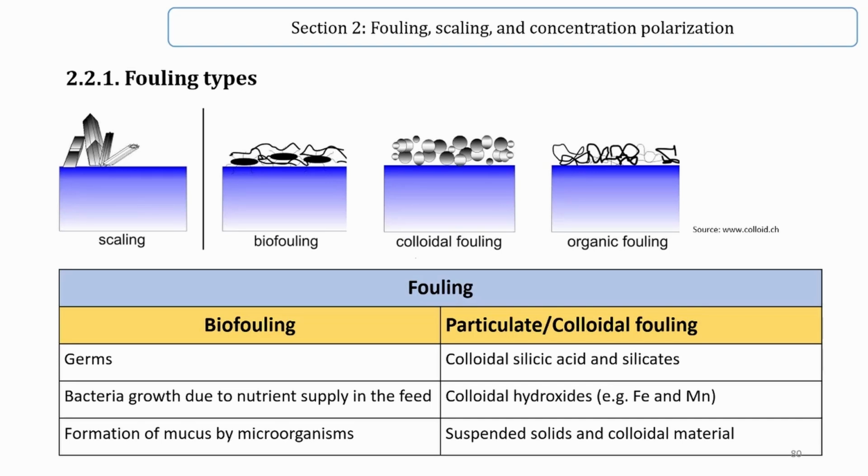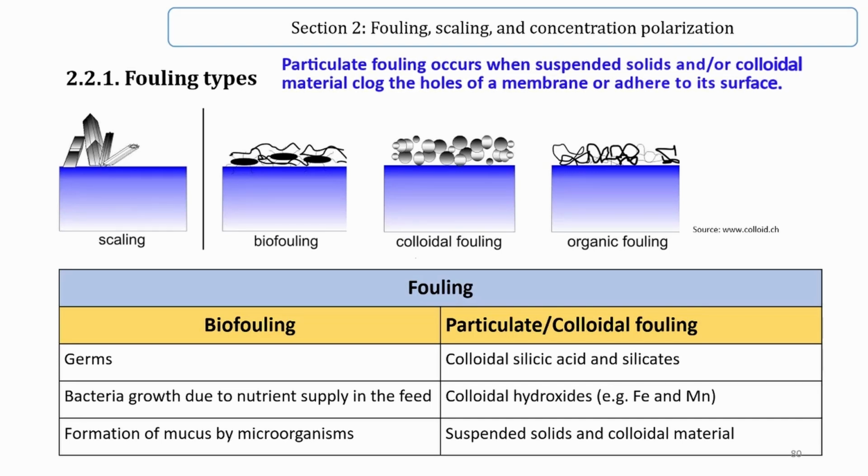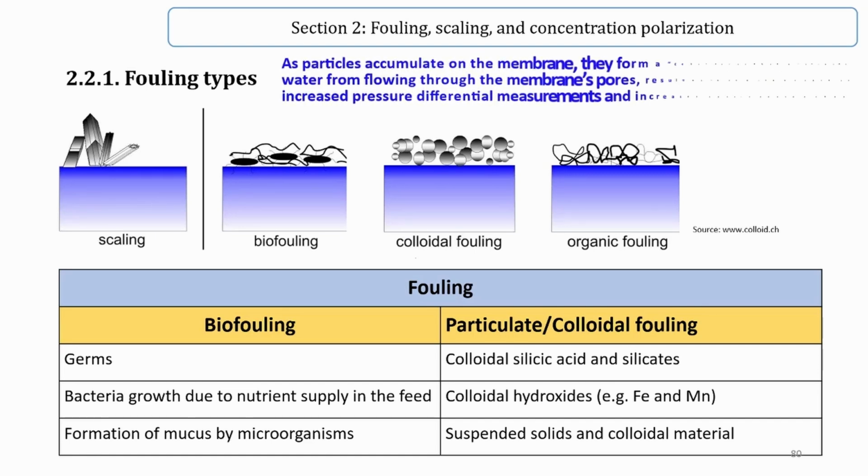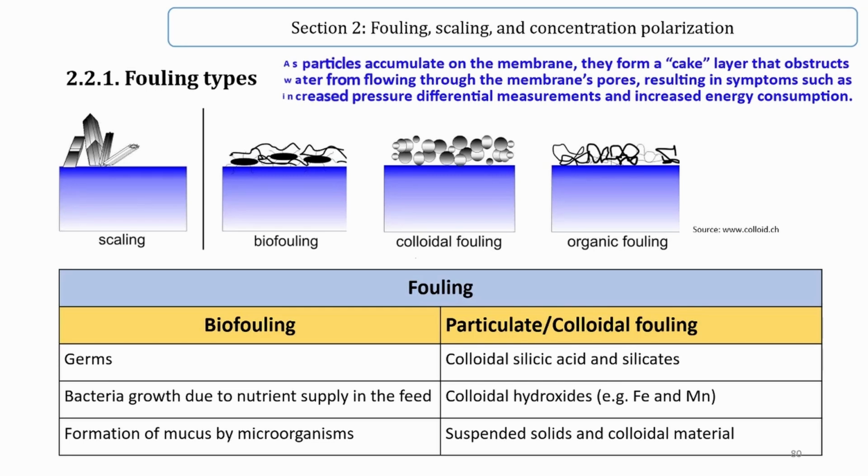Particulate and colloidal fouling. Particulate fouling occurs when suspended solids and/or colloidal material clog the holes of a membrane or adhere to its surface. As particles accumulate on the membrane, they form a cake layer that obstructs water from flowing through the membrane's pores, resulting in increased pressure differential measurements and increased energy consumption.